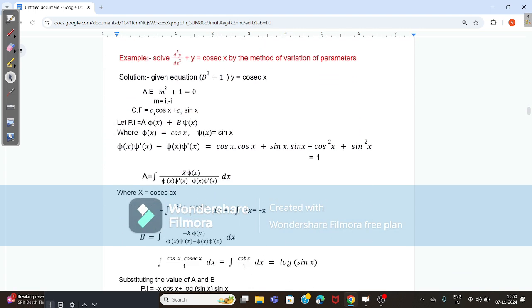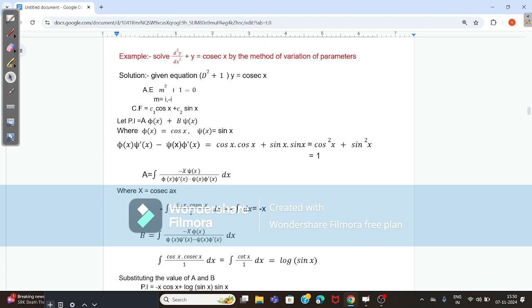This is an example problem for variation of parameters. The given equation is in the form of D square plus 1 into y is equal to cosec x. Finding the auxiliary equation gives m square plus 1 is equal to 0, where the value of m is i, minus i. So what is the value of CF? C1 cos x plus C2 sin x.